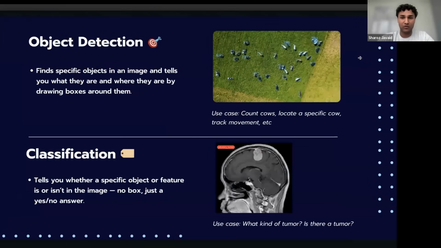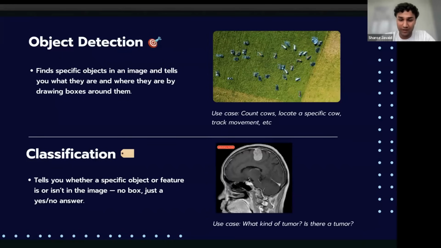Some different types of computer vision models are object detection models. And object detection models can find specific objects in an image, video, or live stream, and they'll tell you exactly where they are by drawing these little bounding boxes on them. So if you wanted to count how many cows or locate a specific cow or track movement, that is a great solution.